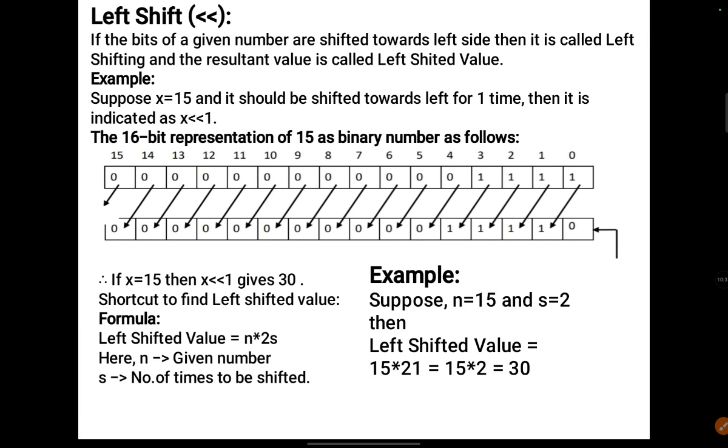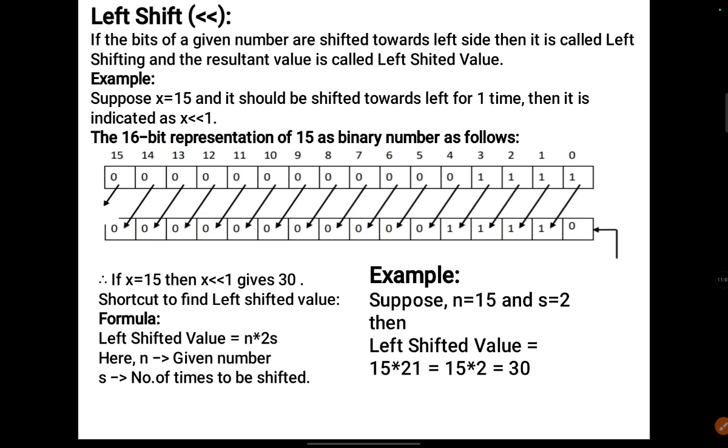Left shift. If the bits of a given number are shifted towards the left side, then it is called left shifting and the resultant value is called the left shifted value. Example, suppose x is equals to 15 and it should be shifted towards the left one time, then it is indicated as x << 1. If x is equals to 15, then x << 1 gives 30.